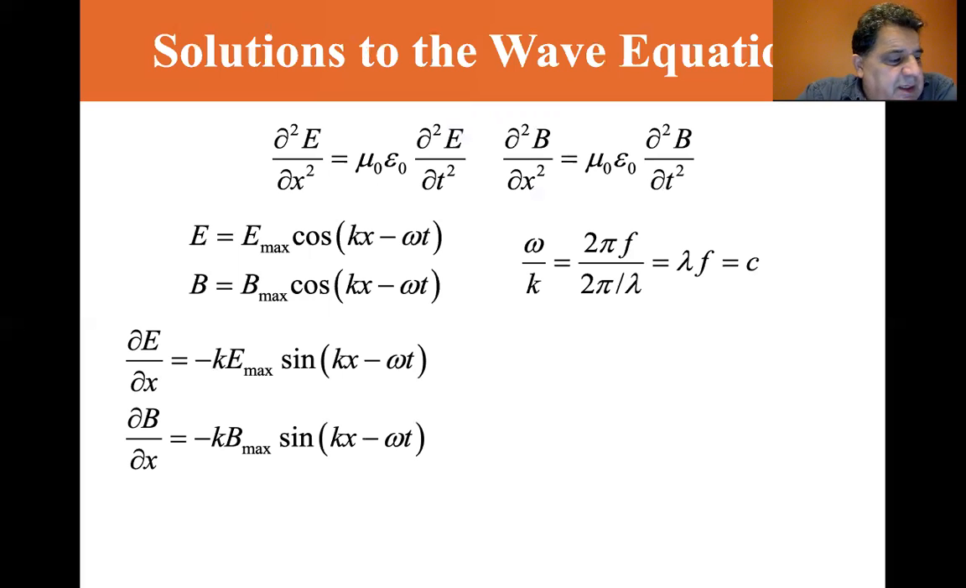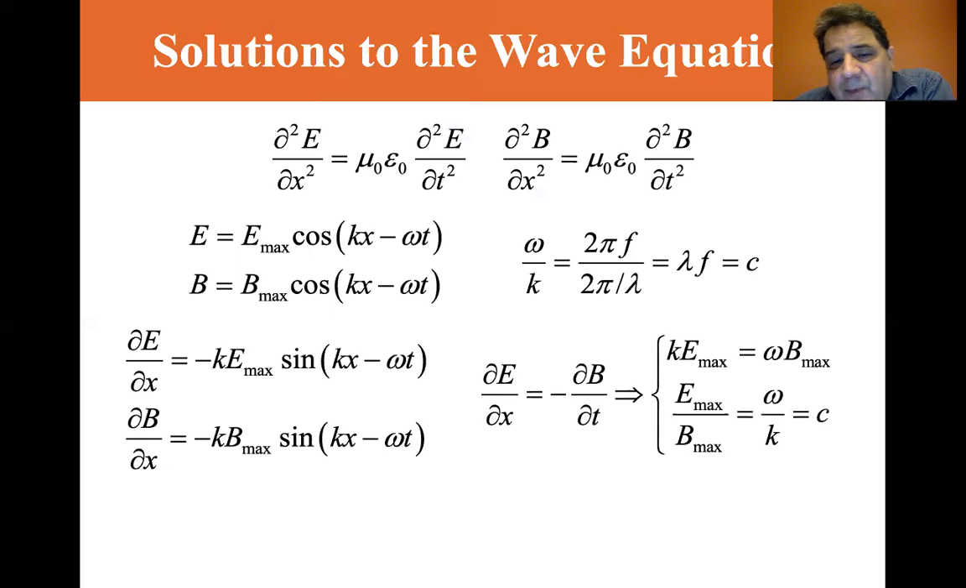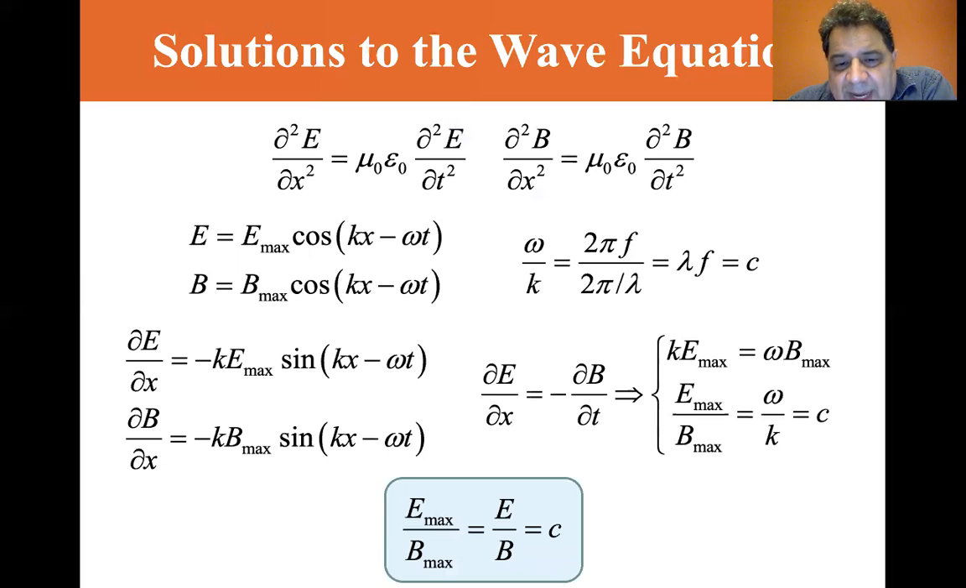Okay, the partial of E over partial of x gives you minus k E max sine of kx minus omega t, and partial of B over partial of x gives you minus k B max sine of kx minus omega t. Oh, I missed that part: partial of E over partial of x equals minus partial of B over partial of t, so k E max equals omega B max. So E max over B max equals omega over k, which equals the speed of light again. So E max over B max equals E over B equals the speed of light, c.